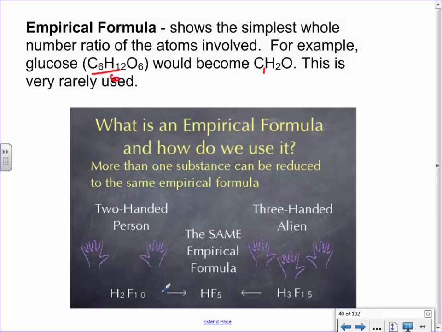I found this slide on the internet. I thought this was kind of silly. If you have 2 hands, really in a way you could say that you have H2F10. You have 2 hands with 10 fingers. Okay. A 3-handed alien, silly, but a 3-handed alien has 3 hands and 15 fingers. But at the end of the day, the empirical formula is still the same. For every 1 hand, you have 5 fingers. That's all you're doing, is you're just reducing it to lowest terms.